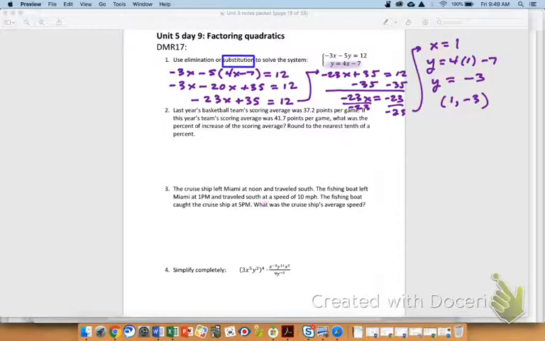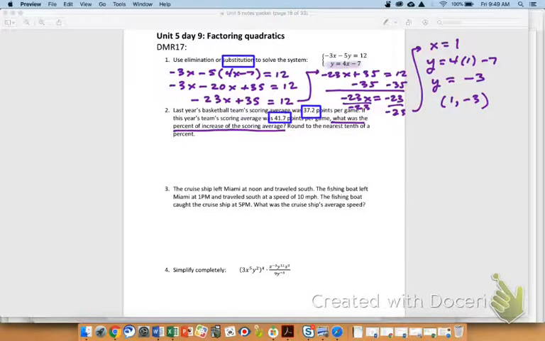All right, so number 2, you see a little story about a basketball team and their scoring average. And the question says, what was the percent of increase of their scoring average? So we're looking for a percentage describing their scoring increase. So I know that last year they averaged 37.2 points per game, and this year they're averaging 41.7.